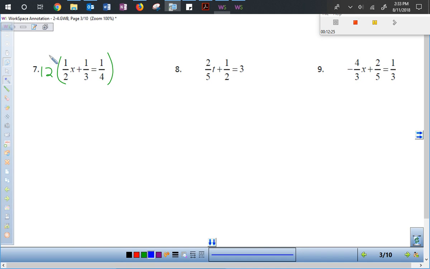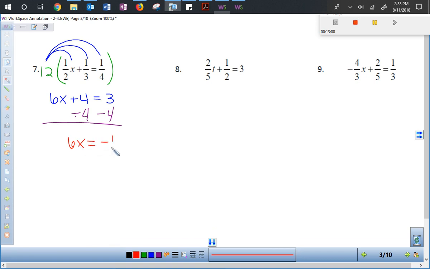Now we can distribute. So 12 times 1/2 x, half of 12 is 6. 12 times 1/3. 3 goes into 12 4 times. 4 times 1 is 4. And then 12 times 1/4. 4 goes into 12 3 times. 3 times 1 is 3. Now what I'd like you to do is pause the video and finish this problem on your own. So after you subtracted 4 from each side, you get 6x equals -1. Divide each side by 6, and you should get x equals -1/6.